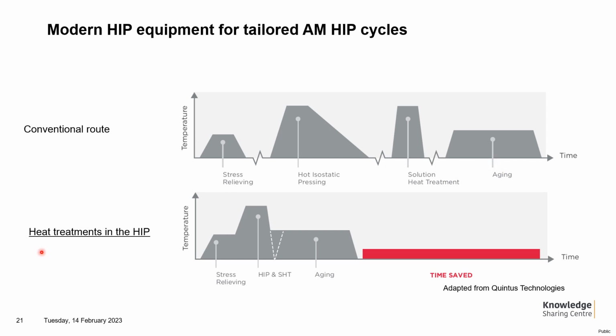With modern HIP equipment, several steps can be done in one post-build cycle. Keep in mind again the slide before where we have these holding plateaus and these carefully selected heating rates. We can implement the stress relieving cycle, then heat to the solution annealing temperature where we simultaneously apply the high pressure, and then we cool down to the aging temperature, hold it for the desired time and cool down to room temperature.